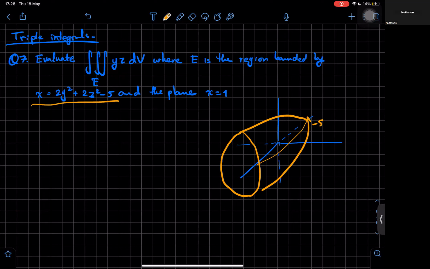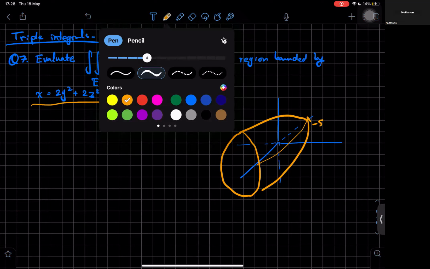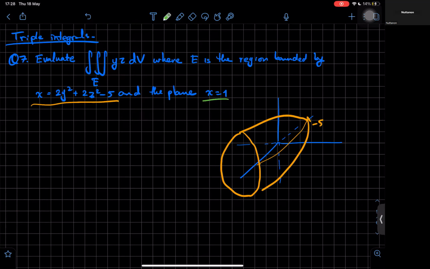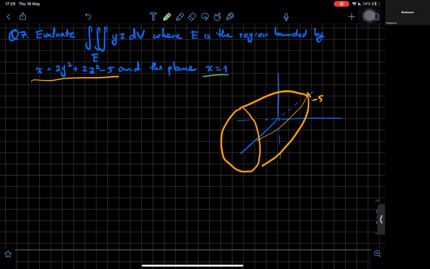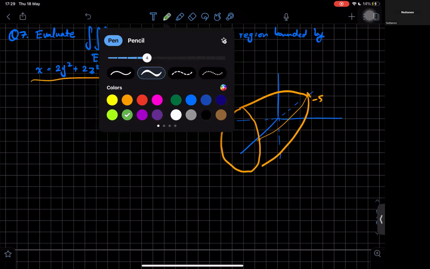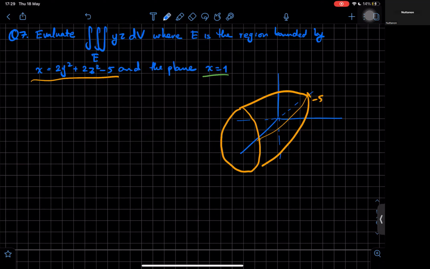And there are the planes, right? x equal to 1, so it's cut at x equal to 1. To not confuse you, I'm not drawing the plane x equal to 1. Just imagine that this paraboloid is cut at x equal to 1. So let's draw the region. This one is not going to be easy.